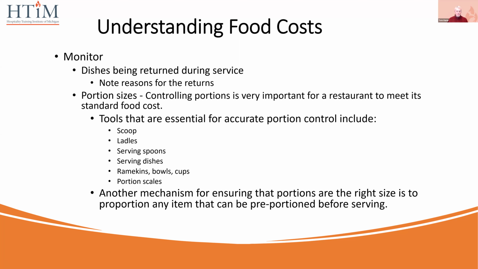Another mechanism for ensuring that portions are the right size is to portion any item that can be pre-portioned before serving. Some preparation can be made here and some cannot, because if we have some of that food sitting out, certainly if it's supposed to be refrigerated, so we have to pick and choose what we can pre-portion and that type of thing.